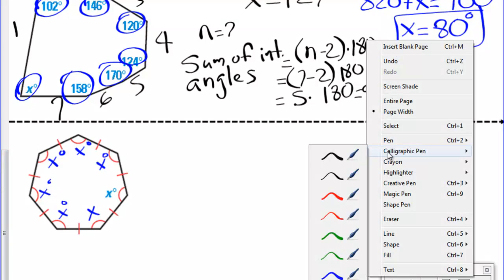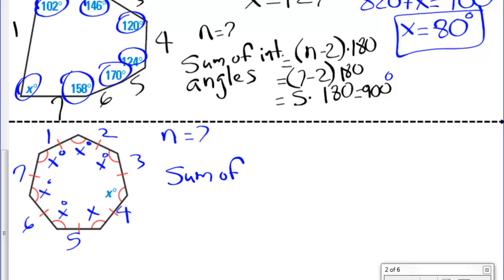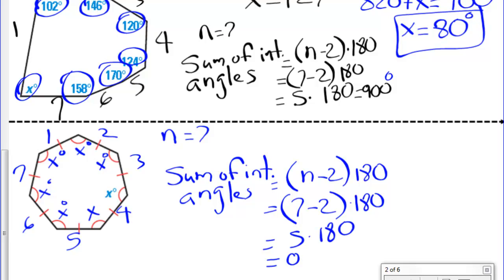Okay, so let's approach this problem in the same way. What's the number of sides? 1, 2, 3, 4, 5, 6, 7. So n is equal to 7. So what's the sum of the interior angles? Well, it's going to be n minus 2 times 180. N is 7, so 7 minus 2 times 180. That equals 5 times 180, and that gives me a total of 900 degrees. So the sum of all those angles equals 900 degrees.